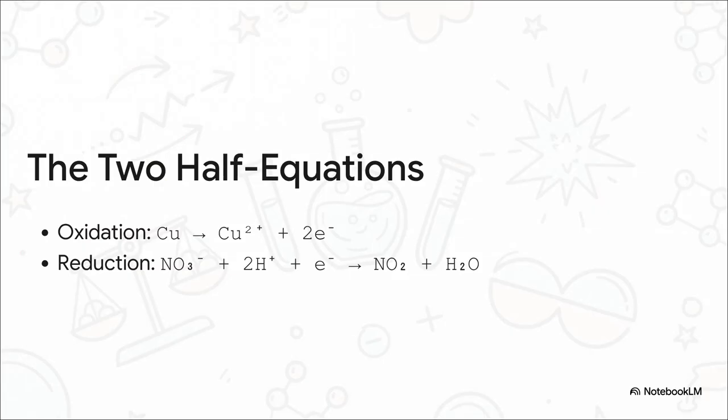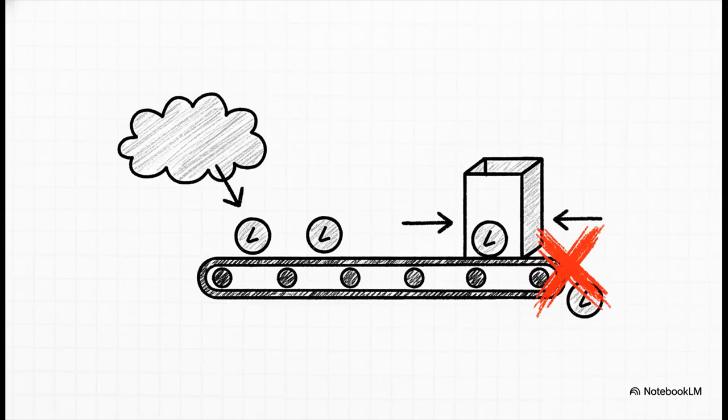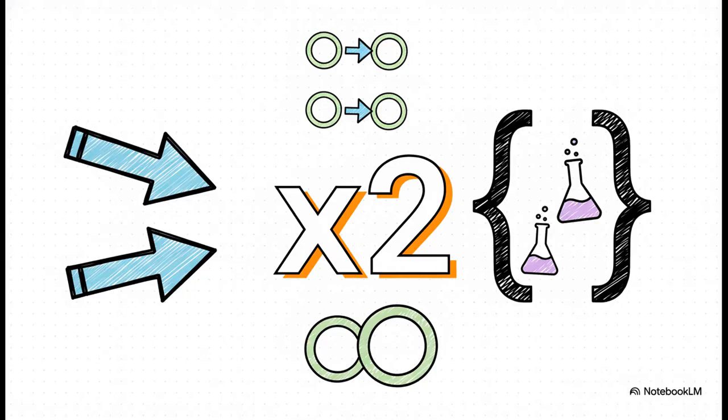So here they are, our two finished pieces. We've got the oxidation of copper, which is producing 2 electrons, and we have our shiny new reduction equation, which is only using up 1 electron. Do you see the problem here? Here's a fundamental, non-negotiable rule of redox chemistry. Electrons can't just appear or disappear. The number of electrons lost in oxidation must be the exact same as the number of electrons gained in reduction. Right now, we're losing 2, but only gaining 1. That's not going to work. But the fix is super easy.